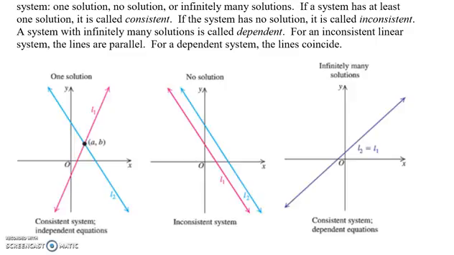In this case, the system is consistent because it has at least one solution, but we also refer to the system as dependent because the 2 equations are dependent on each other. They're not independent. Their graphs are identical. Their solution sets are identical. The equations would be basically algebraically equivalent.